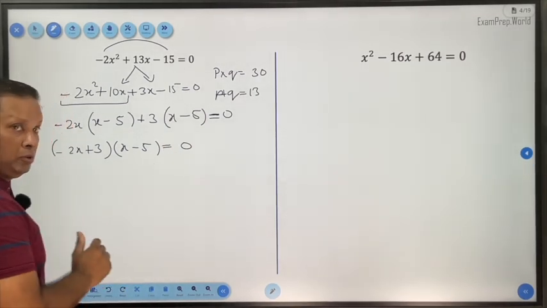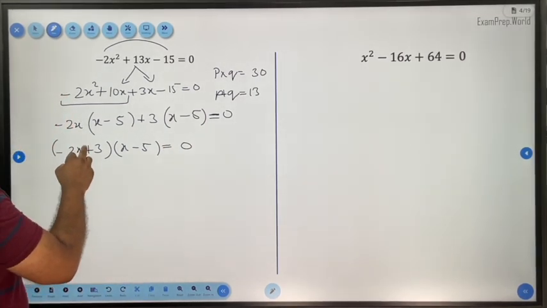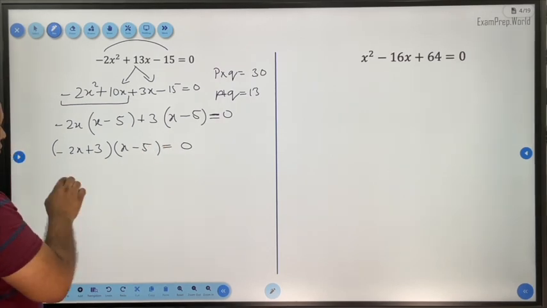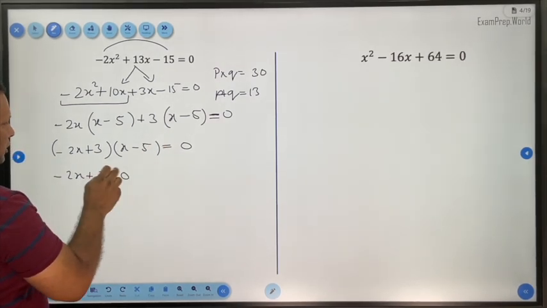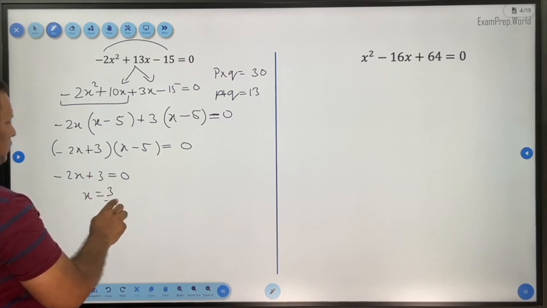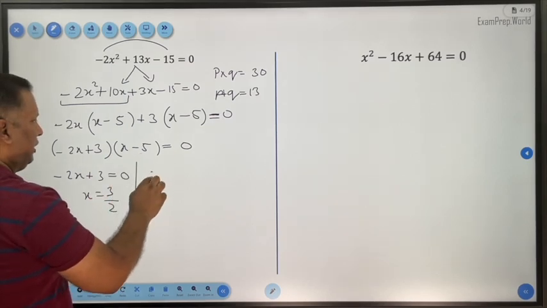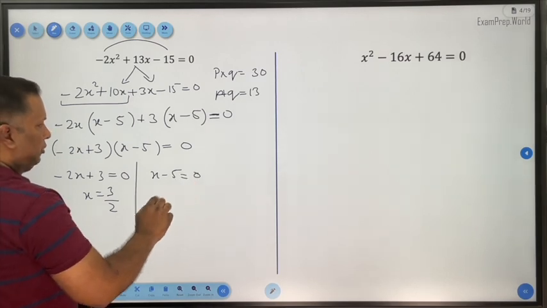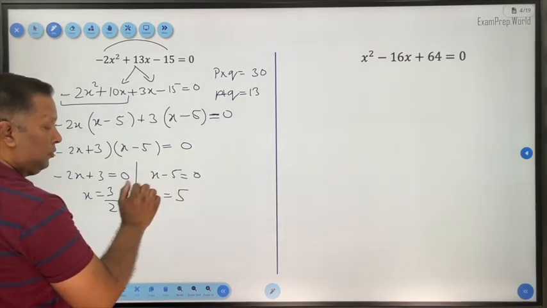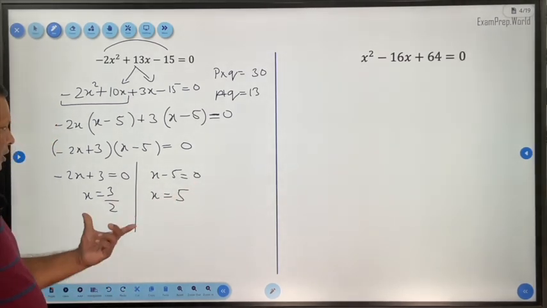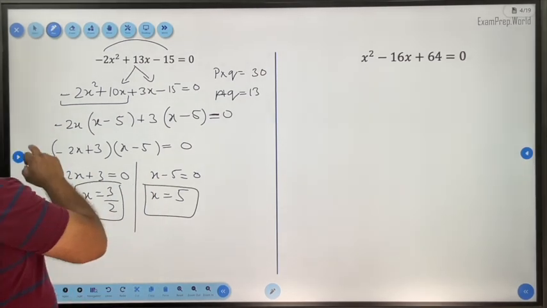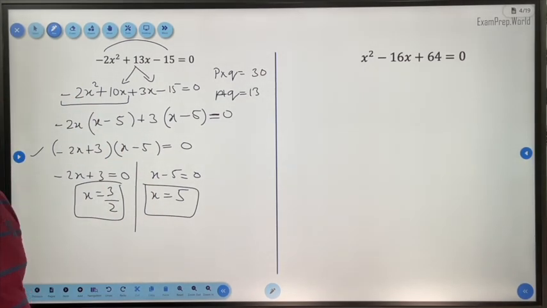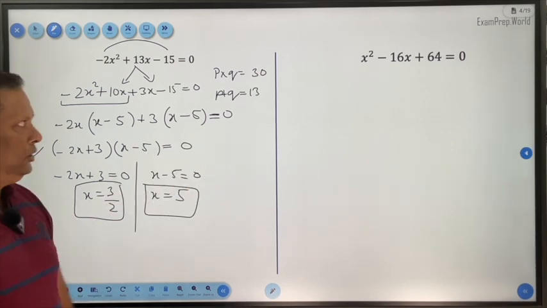Now coming to roots, we will equate this one to 0 and this one to 0. So let's equate minus 2x plus 3 equal to 0, send 2x here, x will be equal to 3 by 2. Equate x minus 5 equal to 0, x will be equal to 5. Okay. Are you getting this? So these are our roots and these are our factors.